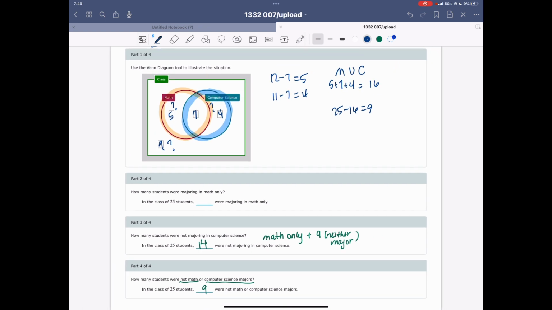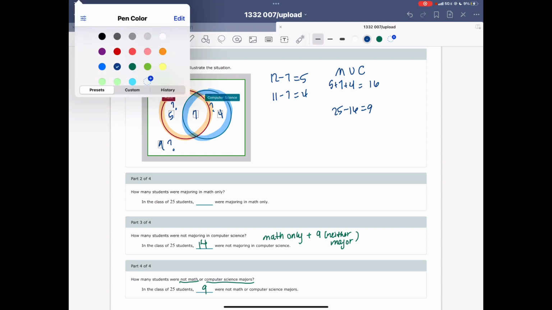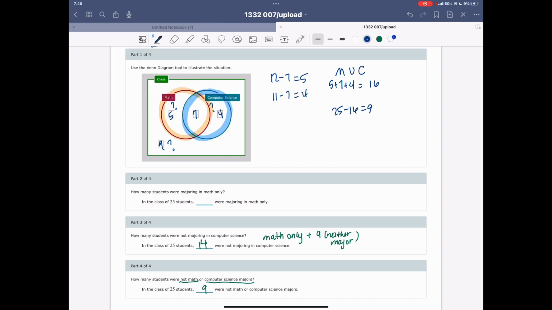Okay, so how many students were majoring in math only? So this is math only right here. Right, that gold area is math only, so that's 5. How many students were not majoring in computer science? So this is math only added to the neither major. So that's going to be 4 plus 9, that's 14. And again, it's the 4 right in here and the 9 right here.